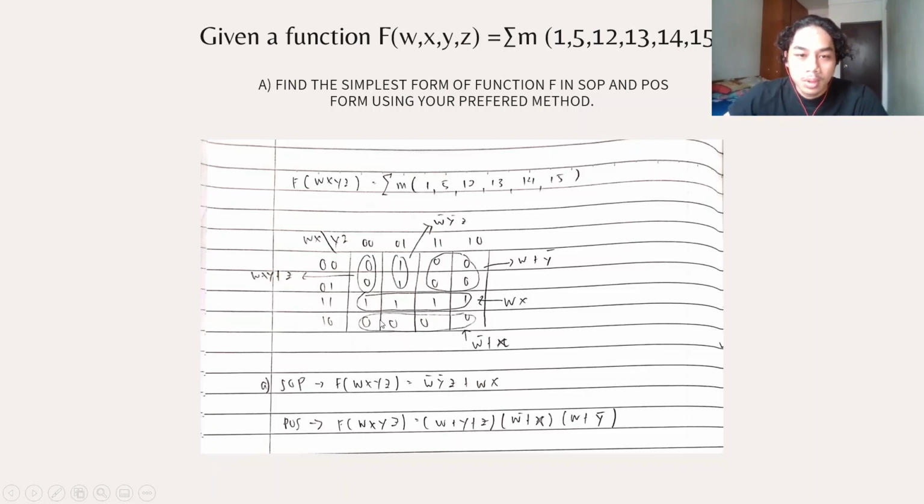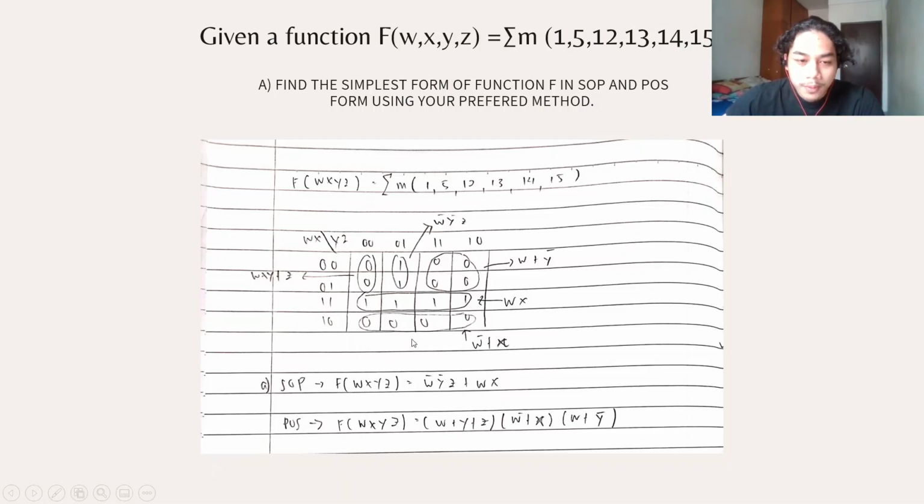Okay. So to find the SOP form, we need to find the value of one that is adjacent to each other. So we need to group them. As you can see here, there are four values of one adjacent to each other, and these two values of one adjacent to each other. So the final form of SOP form is W bar Y bar Z plus W X.